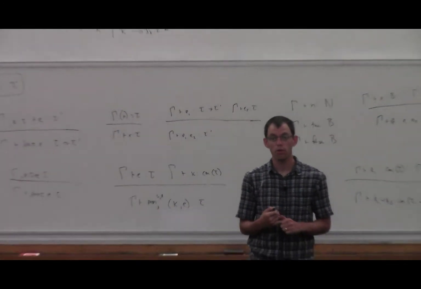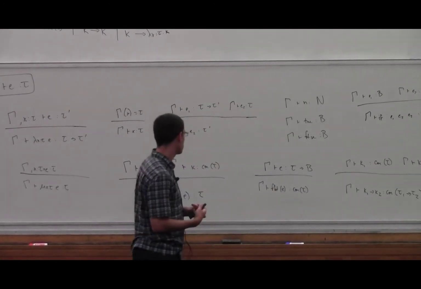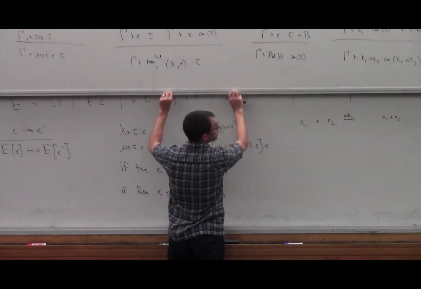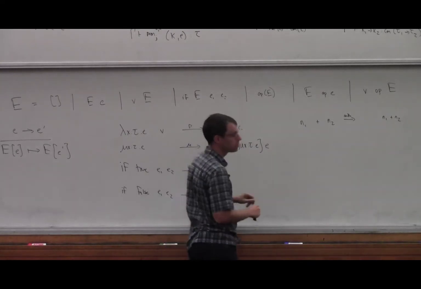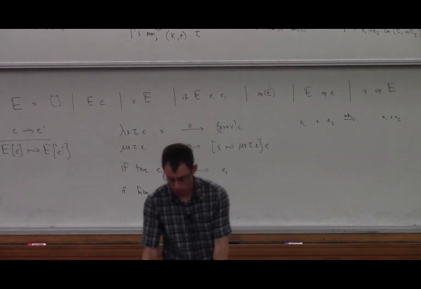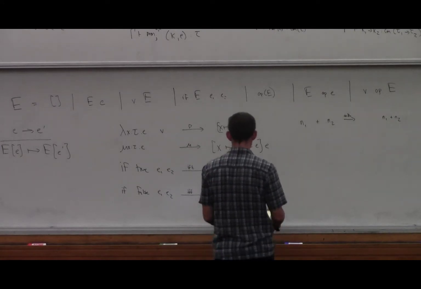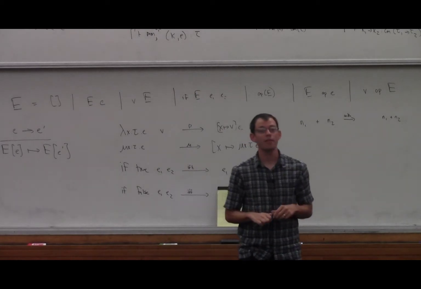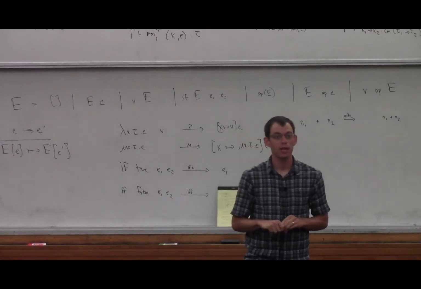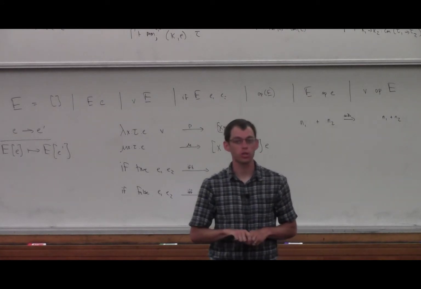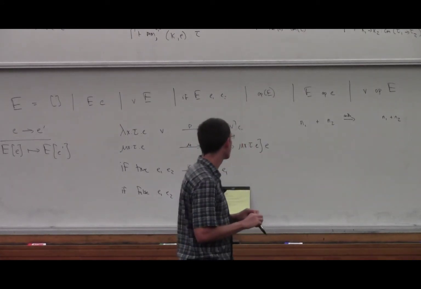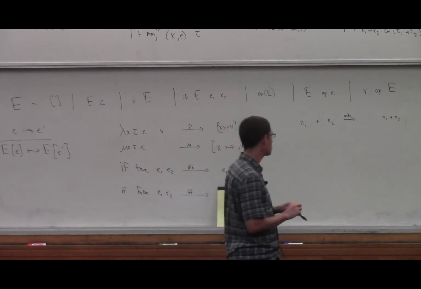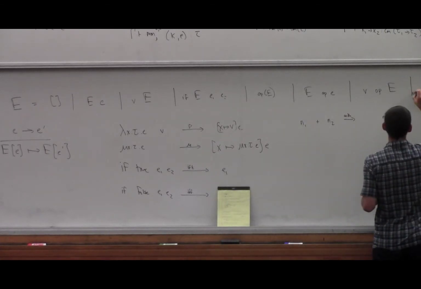Okay, so now let's look at the operational semantics for these terms. In order to specify the operational semantics, I'm going to add a couple additional terms that we don't have in our source programs, and I'm going to add some evaluation contexts. Let's look at the evaluation contexts first.